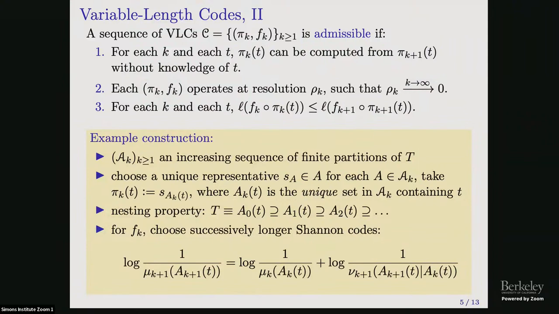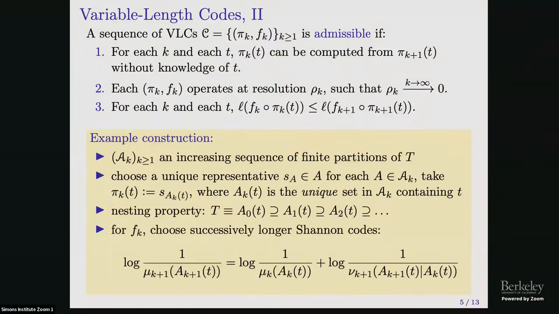So we're going to call a sequence of such codes admissible if the following three properties hold. So there's this kind of a Markov structure. So if I know the representation of T at level k plus one in the hierarchy, I don't need to know T. I can just degrade it to the one below it deterministically. Eventually, the codes will give me full reconstruction. So essentially, as I keep going deeper into the sequence, I reconstruct each element perfectly. And finally, the descriptions have to get more and more informative, right?